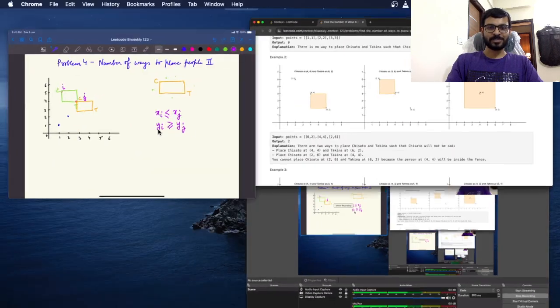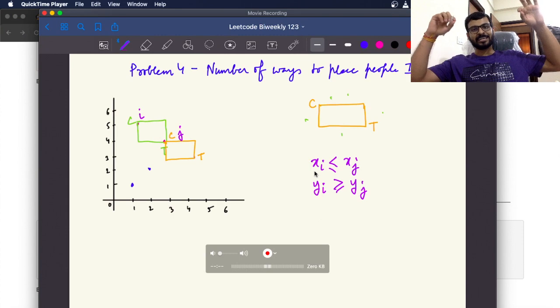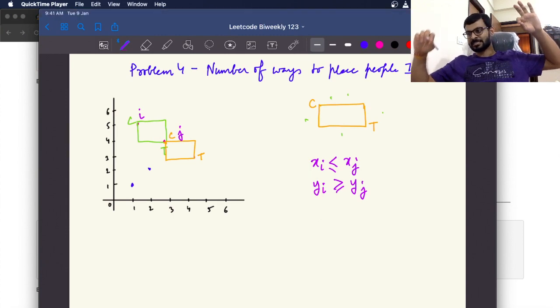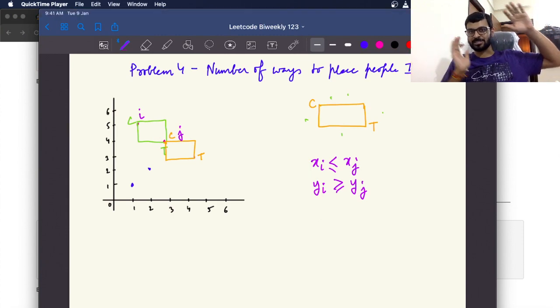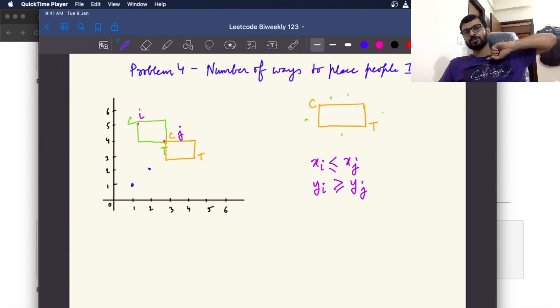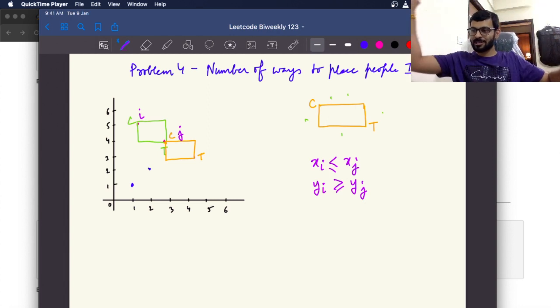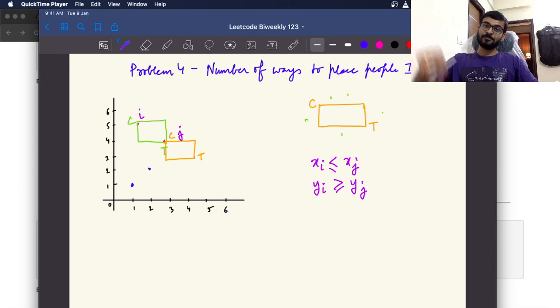Okay, now the next point is, what if I go pairwise? If I go pairwise for every I and j, not only do I have to check that this comparison between xi, xj and yi, yj is valid, I have to check all the other points. Hey, are you falling in this rectangle or on the border? I have to check all the other points.